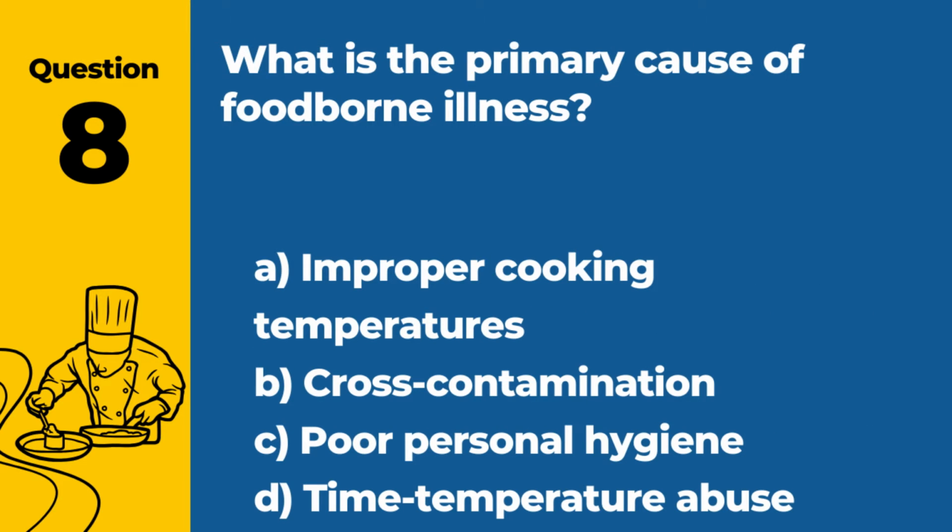Question 8. What is the primary cause of foodborne illness? A. Improper cooking temperatures. B. Cross-contamination. C. Poor personal hygiene. D. Time-temperature abuse. Answer: C. Poor personal hygiene. The primary cause of foodborne illness is often poor personal hygiene of those handling the food.